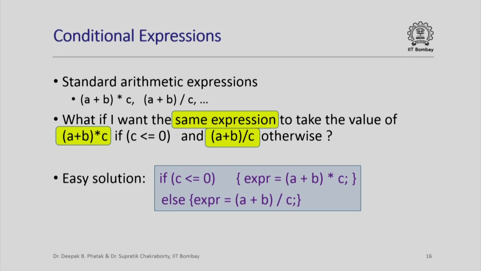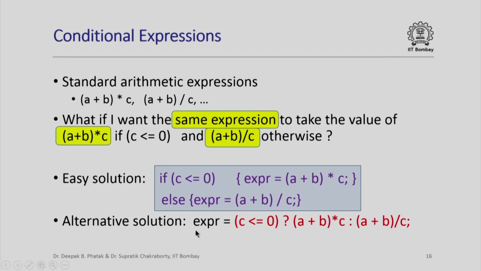While this is fine, C++ provides an alternative way to do this. We can write a single assignment statement. On the left hand side of the assignment we have expression, the variable to which we want to assign, and on the right hand side we have this thing highlighted in red, which is called a conditional expression.